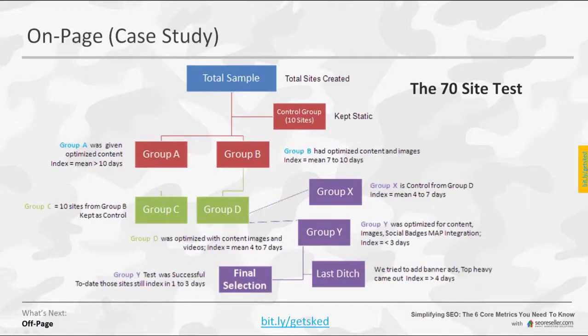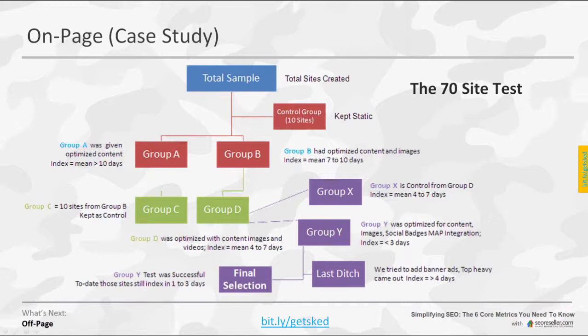So this is what we call the 70 site test. In 2011, 2012, I would guess probably more 2012, we created about 70 websites. Out of the 70 websites, we kept 10 for control. And then we did Group A and Group B. Remember, we segregated the remaining 60. Group A was given optimized content, and Group B had optimized content, and we inserted images with alt characteristics.